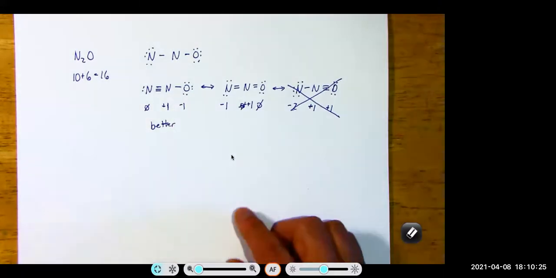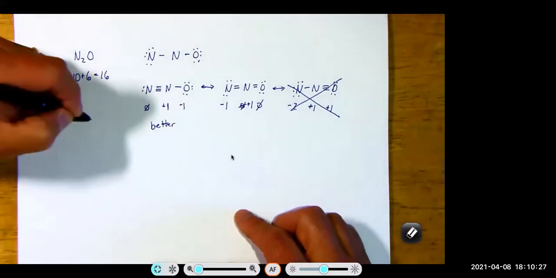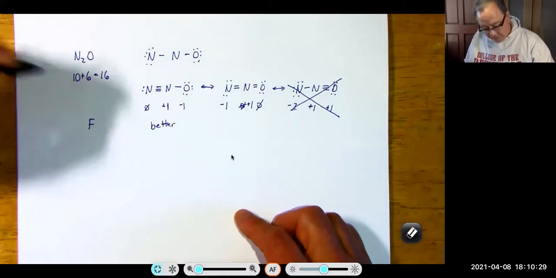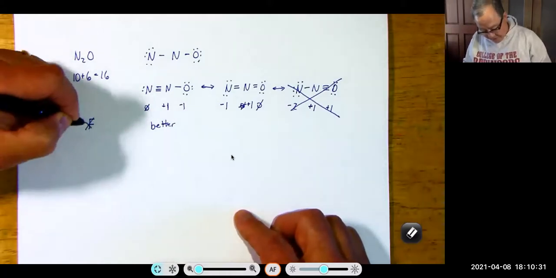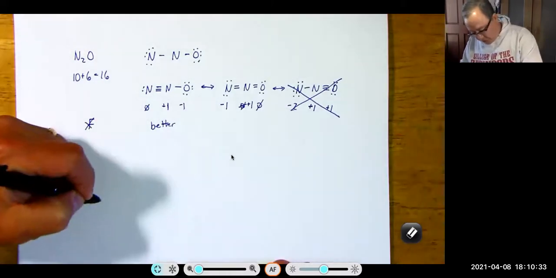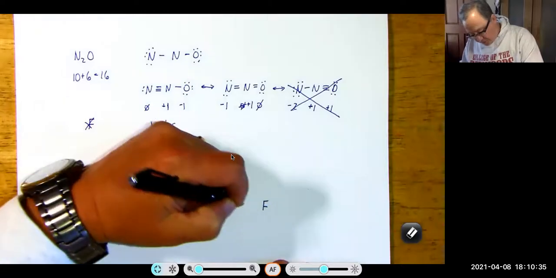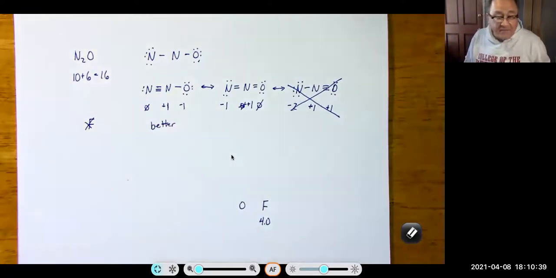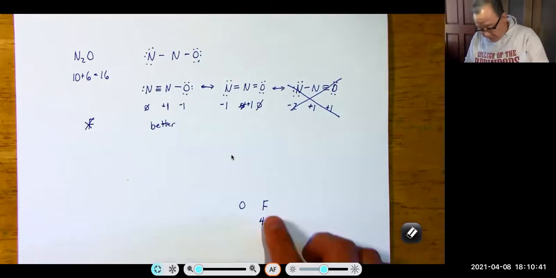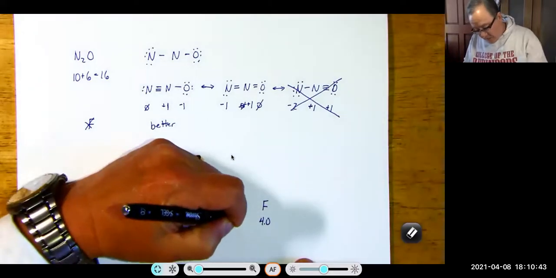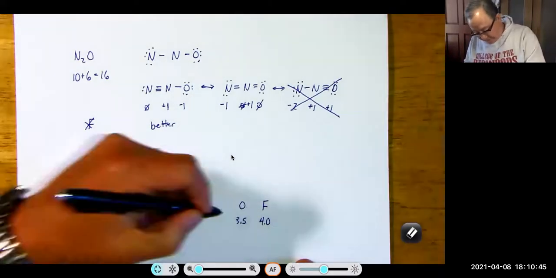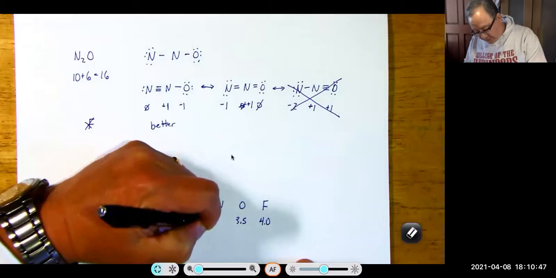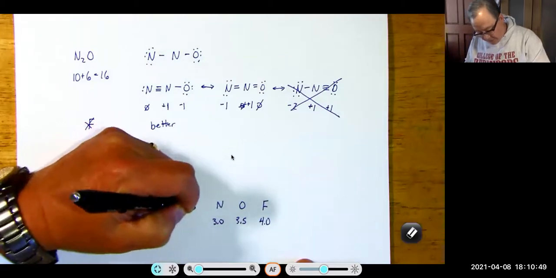Now, when we look at electronegativities, you might want to memorize a few electronegativities. I'm going to go down here and show you the most electronegative atom is fluorine. And they actually assign them values. So fluorine is a 4. Oxygen's a 3.5. Nitrogen's a 3.0. Carbon's a 2.5.